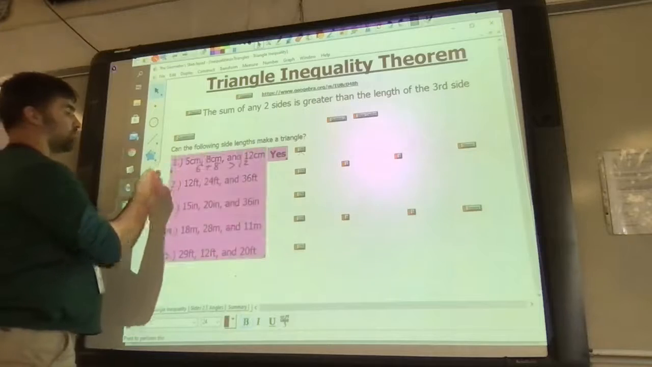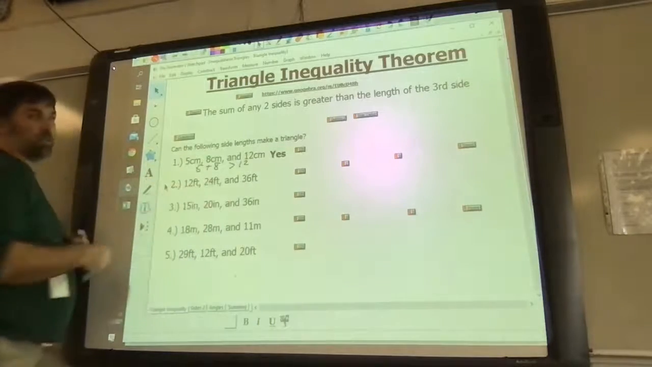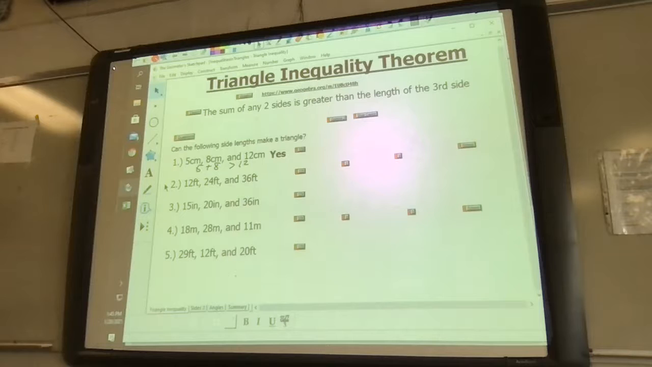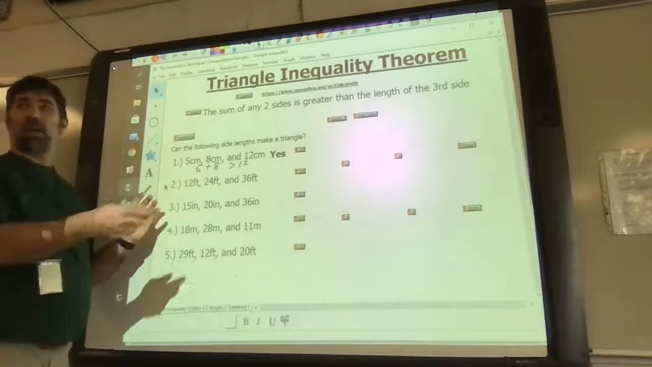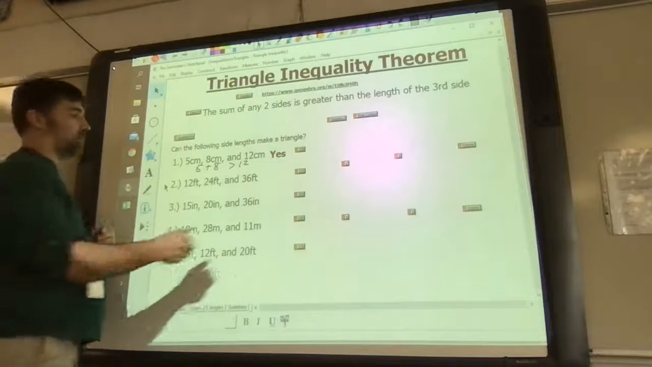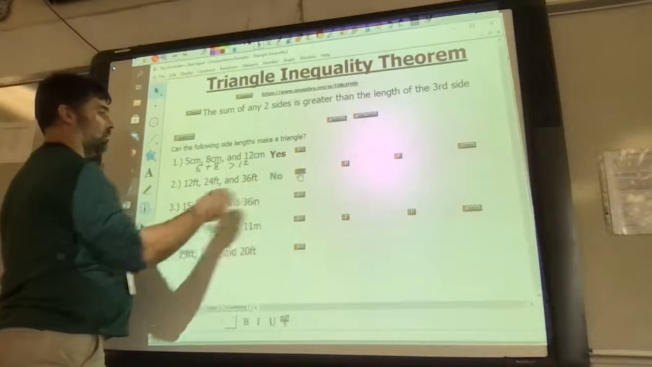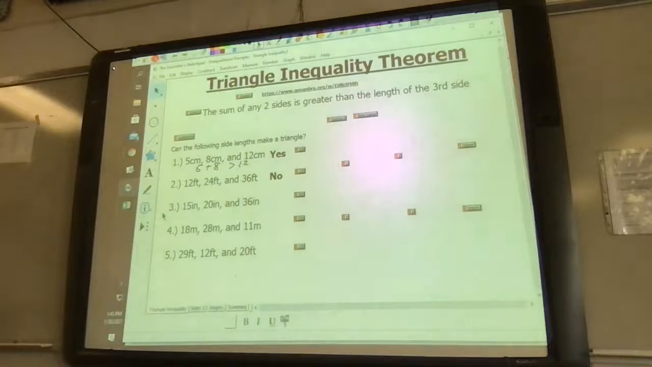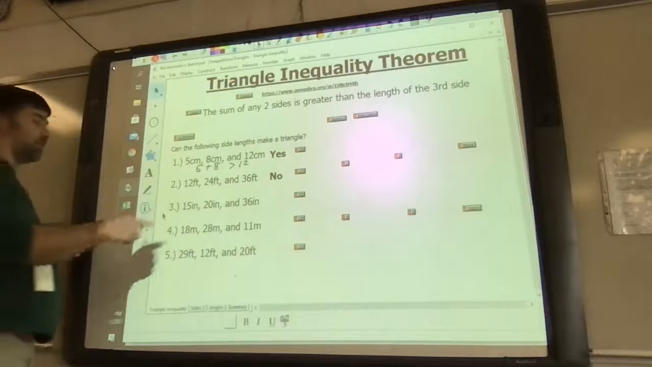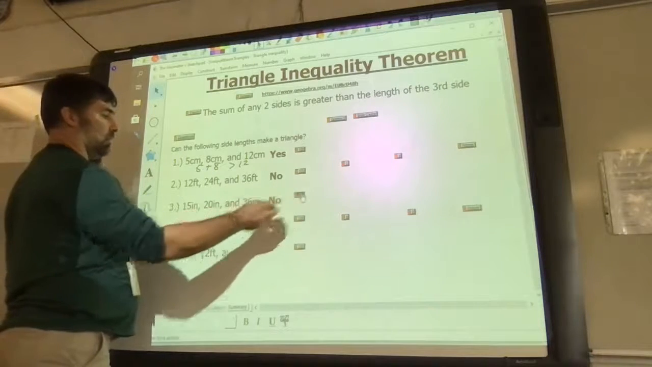All right, 12, 24, 36. 12 and 24 are the 2 smallest. What's 12 plus 24? It is 36, and that can't happen because it's got to be bigger than 36. That's why 4, 1, 5 won't work, because 1 and 4 together will make 5. So that would be a no. It's got to be greater than. All right, 15, 20, 36. 15 and 20 are the 2 smallest. 35 is not bigger than 36, so that would be a no.